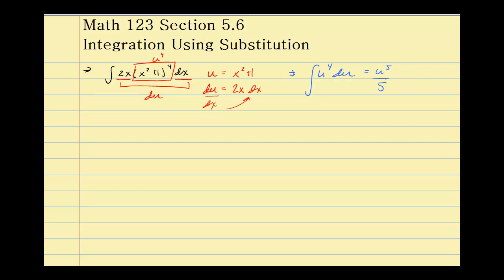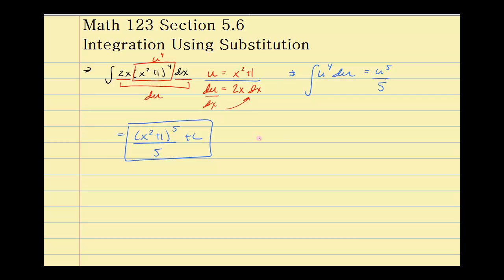My original integrand was in terms of x, and so should my solution be. Right now my solution is in terms of u, so I need to substitute back in. Now remember, u was x squared plus 1, so this is going to be (x squared plus 1) to the 5th over 5 plus c. And that's my solution using U-Substitution.